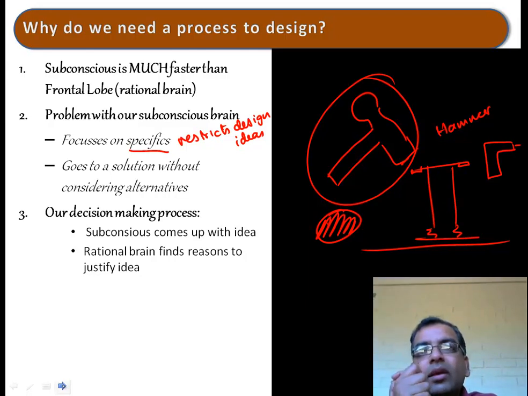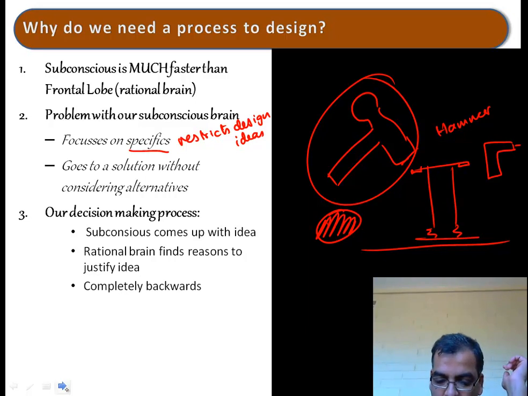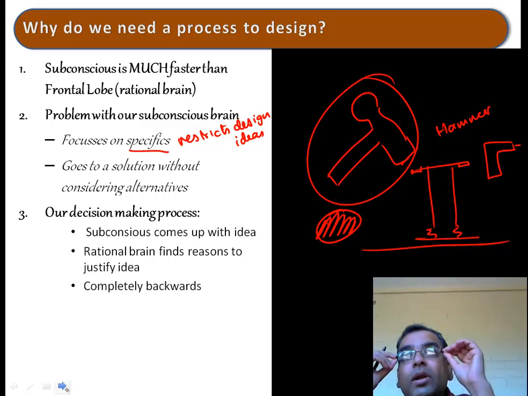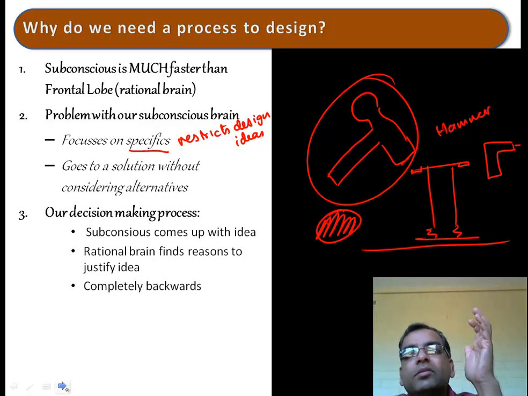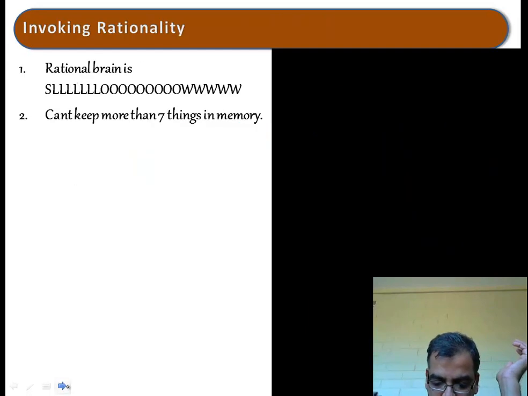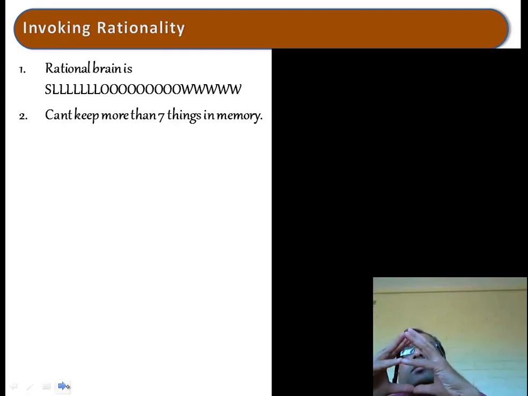You can see why we say that our rational brain is not that great, right? It is completely backwards from the way we would like to think we work. I mean, this is not always the case. There are always exceptions. You need to think about that. But sometimes this is how it works. Why is it that our rational brain is that way? Because it's a slow process.